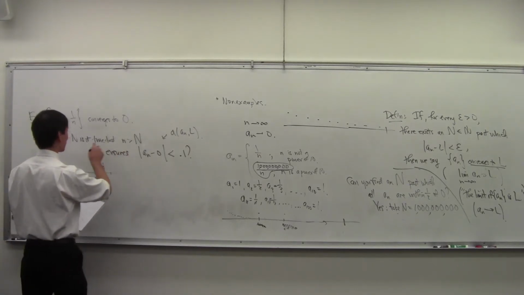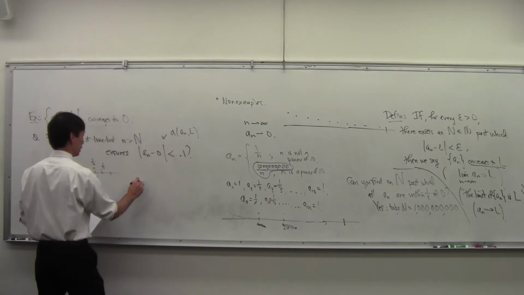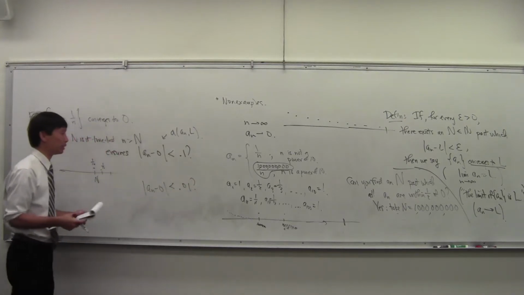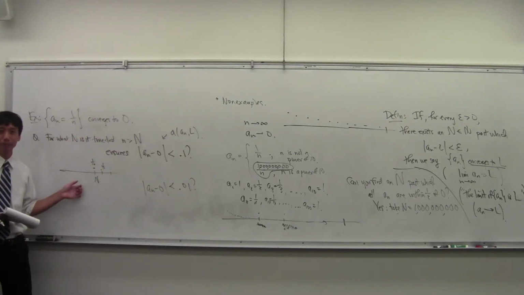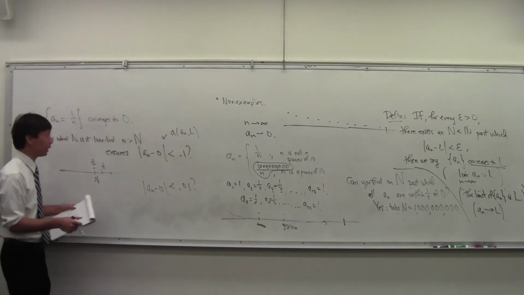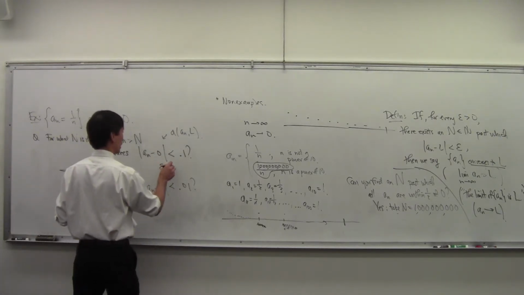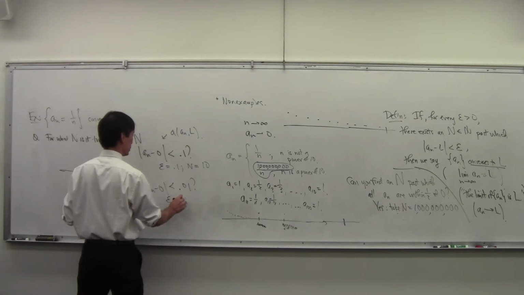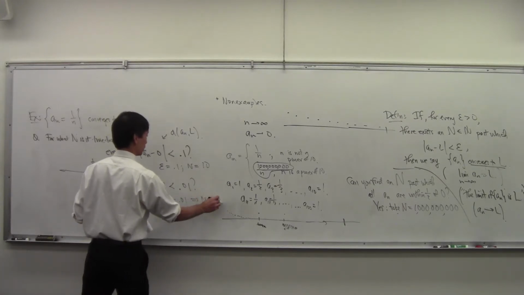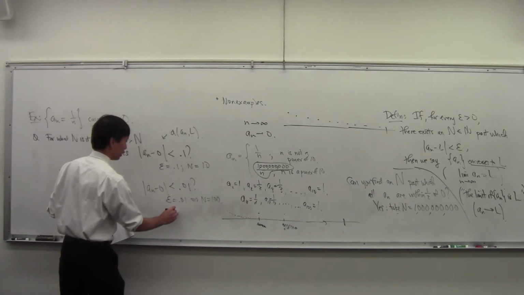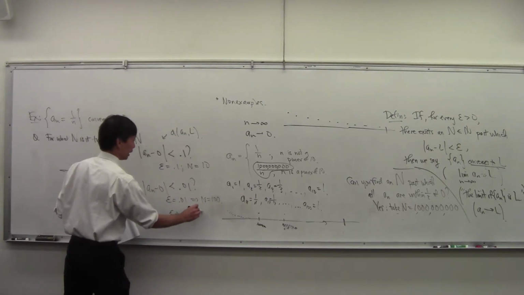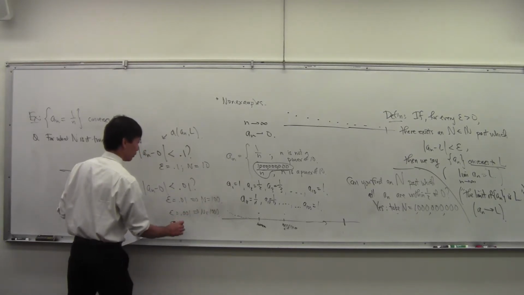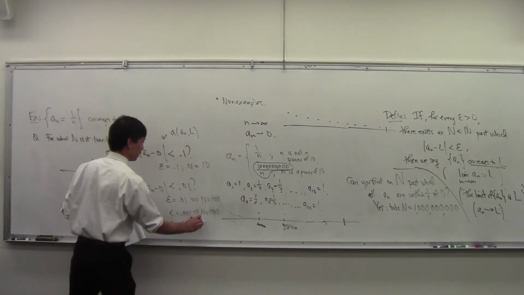If I say we want this thing to be less than 0.01, well then what's your n? 100, right? So with an epsilon of 0.1, n turned out to be 10. With an epsilon of 0.01, n turned out to be 100. And if I make my epsilon 0.001, then n is 1,000.